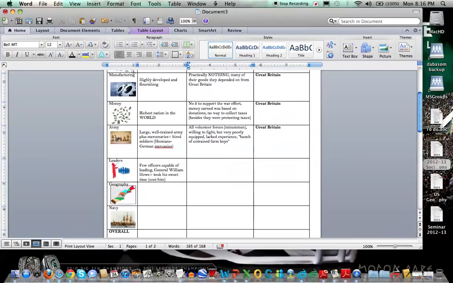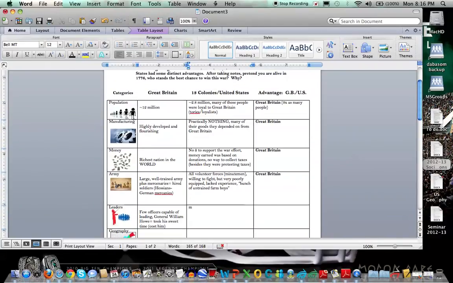Now here's the good part for the colonies, the Americans. The Americans, with their army and their leaders, had many dedicated and able officers, including a man who I am sure you have heard of, George Washington, plus the eventual help of foreign leaders, most notably the French. We'll talk about how Benjamin Franklin will help get the French on our side.